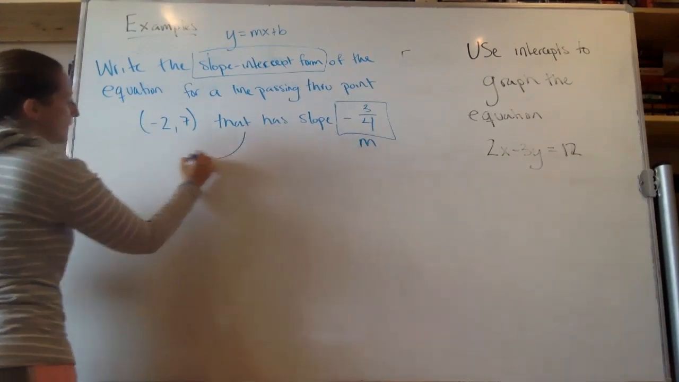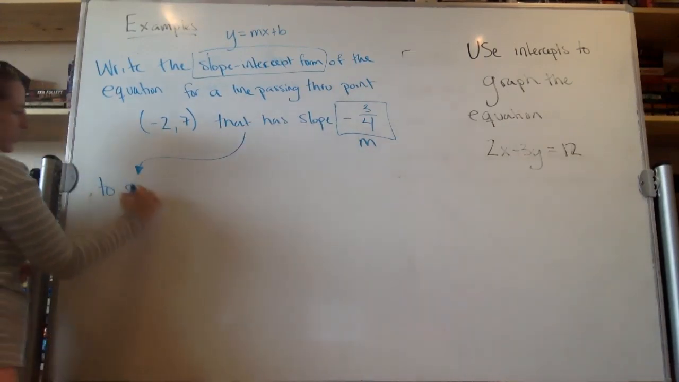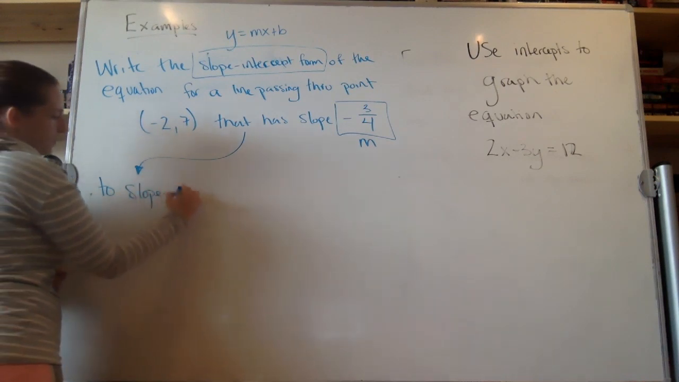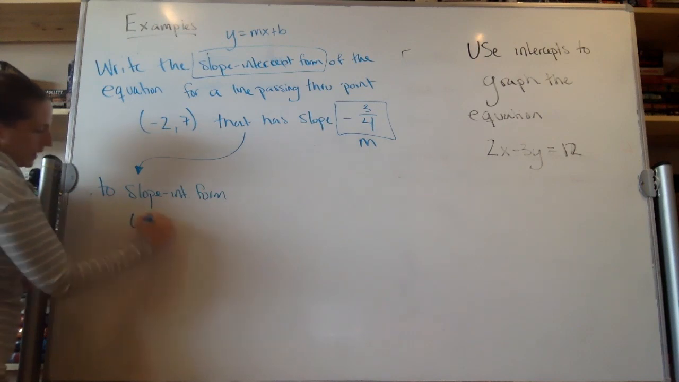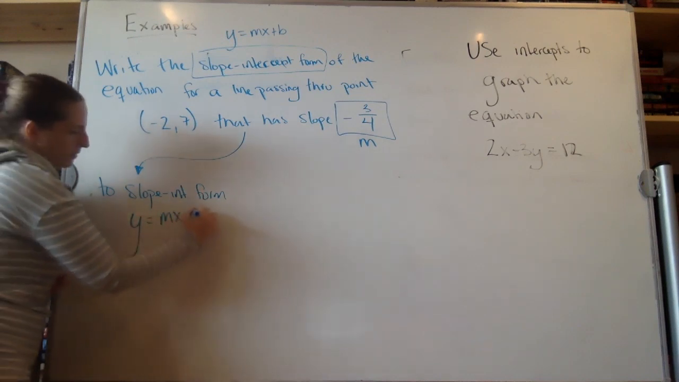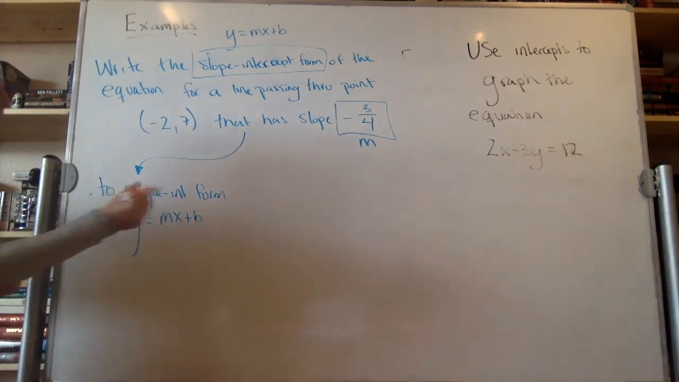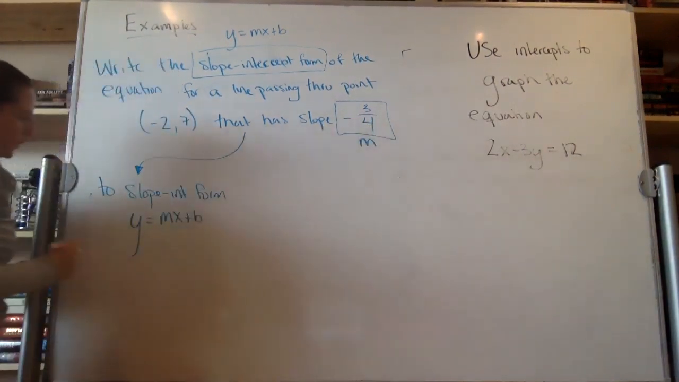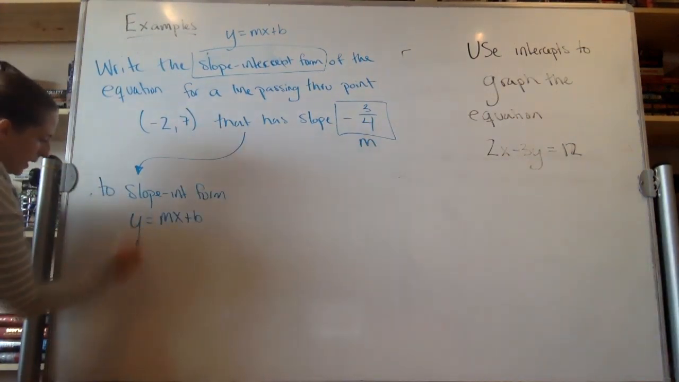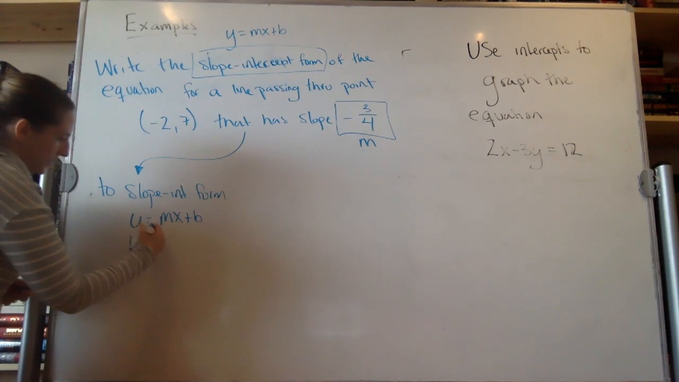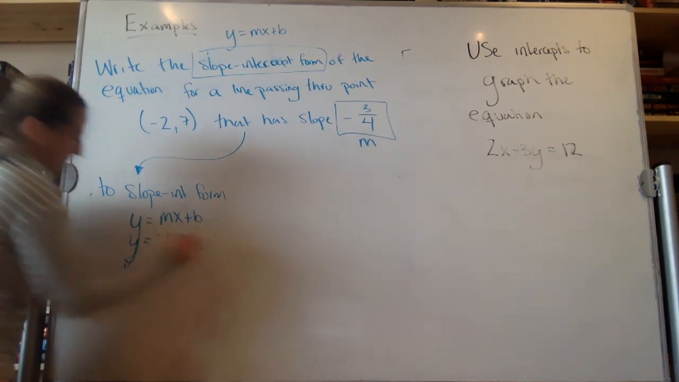So the first method is just to go straight to slope-intercept form. What do I mean by that? Well, we know that our slope-intercept form is y equals mx plus b. Right now, we know our slope. We know that our slope is negative 3/4. So I can substitute that in to get y equals negative 3/4 x plus b.